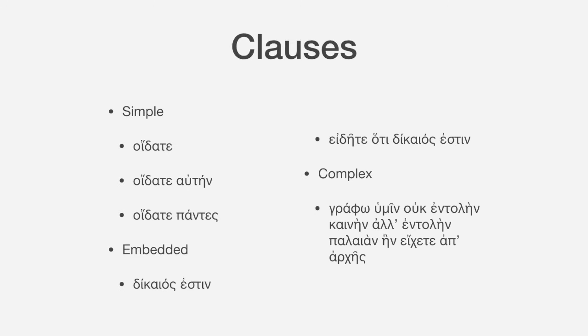You have simple clauses. Like this first example, the verb is oidete. That means you know. Now that you is plural. You all know. You people know. Oidete. Now in the next example we have oidete autein. Autein here means it. And it's feminine. It means her or it. You know it. You know her.